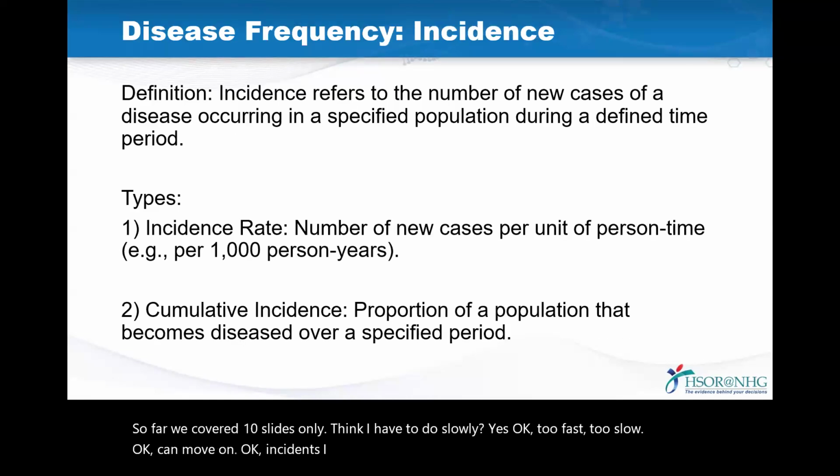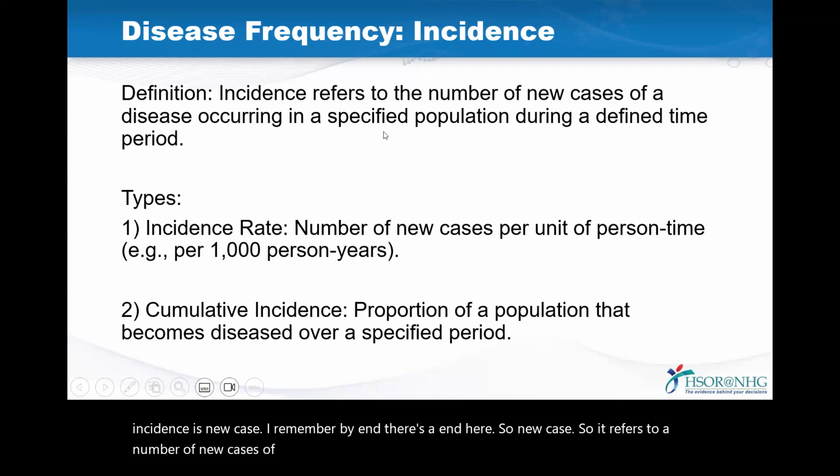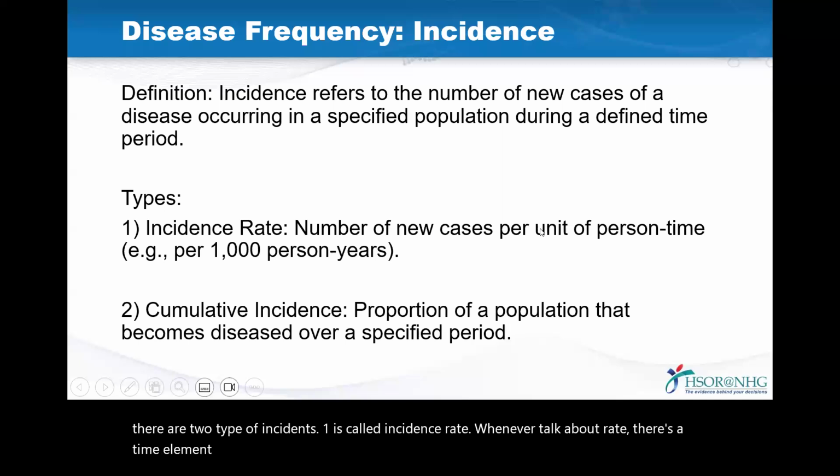Okay, incidence. I think you mentioned incidence. Just remember, incidence is new case. I remember by N. There's an N here. So new case. It refers to the number of new cases of a disease occurring in a specified population during a time period. So there are 2 types of incidence. One is called incidence rate. Whenever we talk about rate, there's a time element. So it's the number of new cases per unit of person time, so per 1,000 person years. This is called incidence.